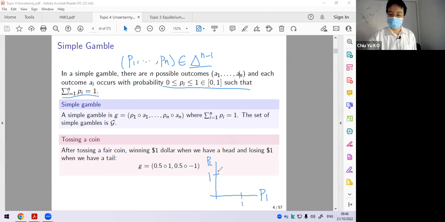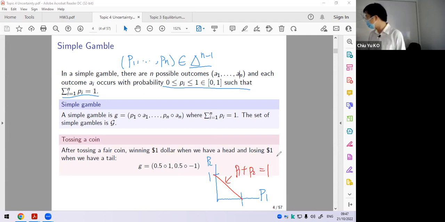The one-dimensional simplex is just the line, not a triangle. Just this line here, because this is just P1 plus P2 equal to 1.